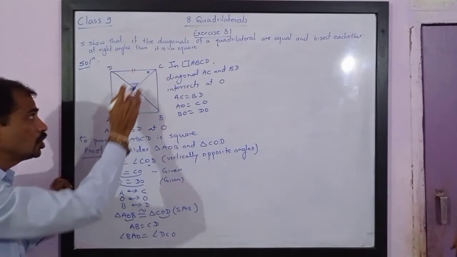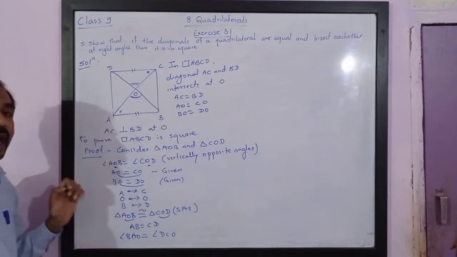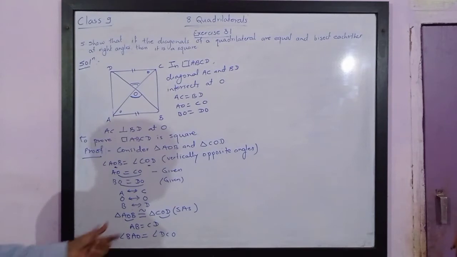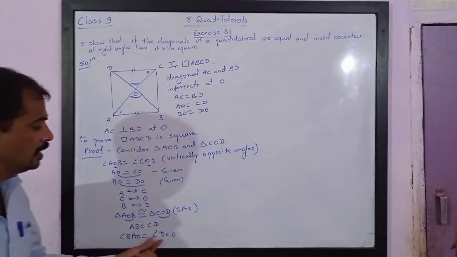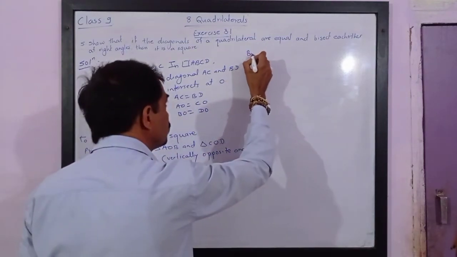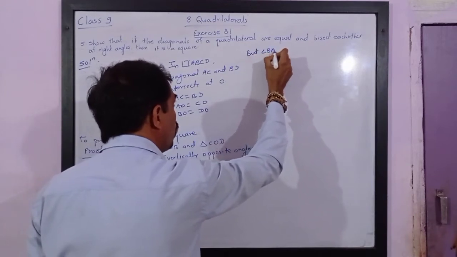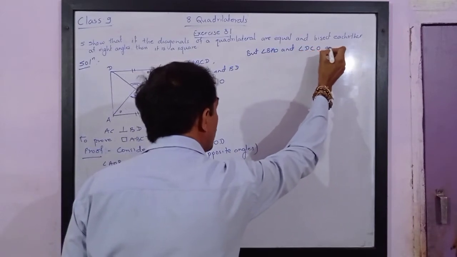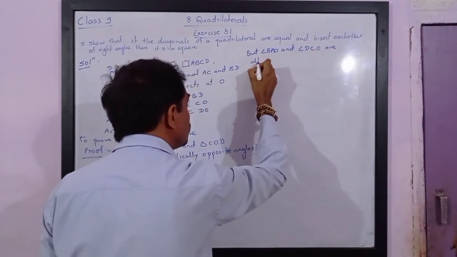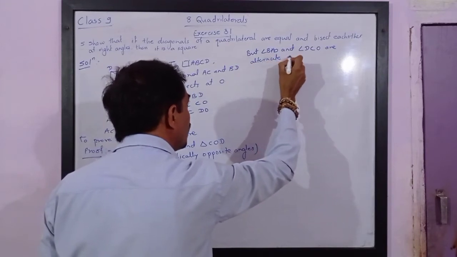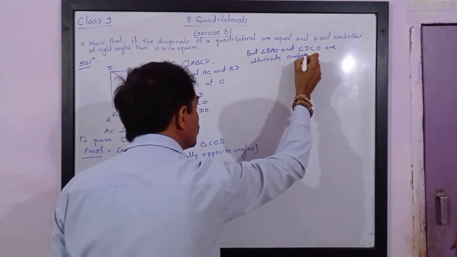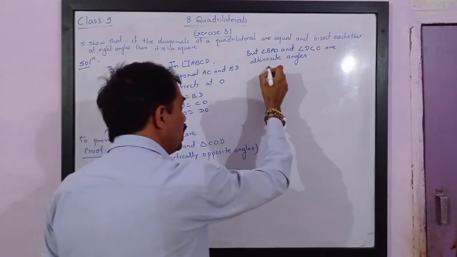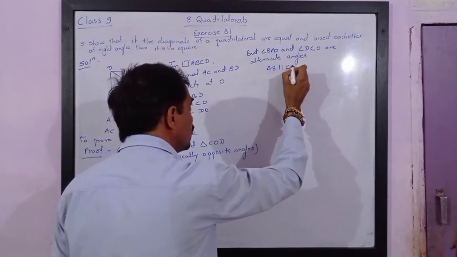Please note, these two are alternate angles. And if alternate angles are congruent, it means the lines must be parallel. So, I am writing this. Angle BAO and angle DCO are alternate angles. Alternate angles are congruent. It means lines must be parallel. Therefore, AB is parallel to CD.